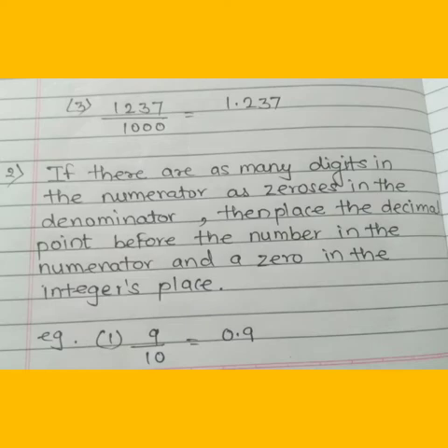Now second type. If there are as many digits in the numerator as zeros in the denominator, then place the decimal point before the number in the numerator and a zero in the integer's place. For example, 9 by 10. Here, one 0 in the denominator and 1 digit in the numerator. So what we have to do? Just put a decimal point before the given digit and add 0 in the integer's place. Our answer is 0.9.